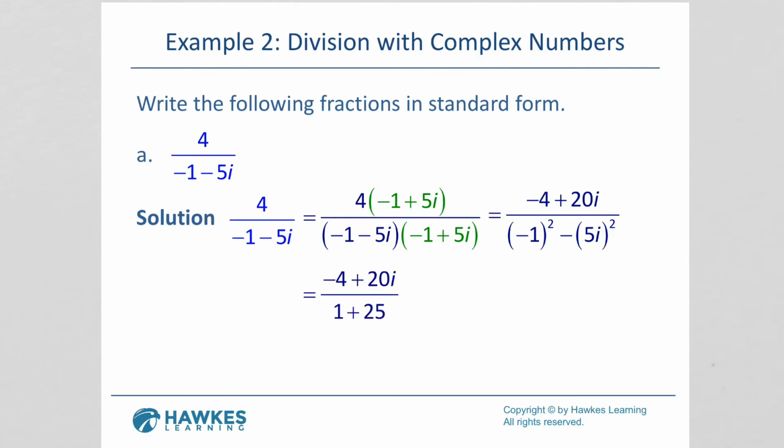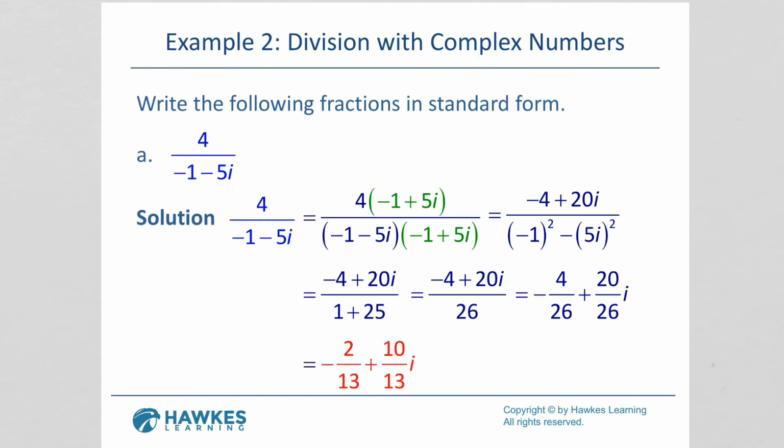Still have negative 4 plus 20i in my numerator. Negative 1 squared is 1, and subtracting 5i squared is plus 25. This ends up giving me negative 4 plus 20i all over 26. Breaking that apart, I have negative 4 over 26 plus 20 over 26i. Reducing that, I end up with negative 2 over 13 plus 10 over 13i.